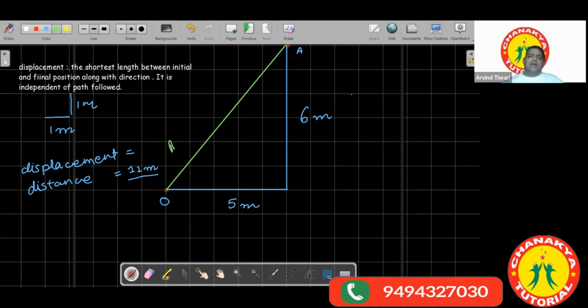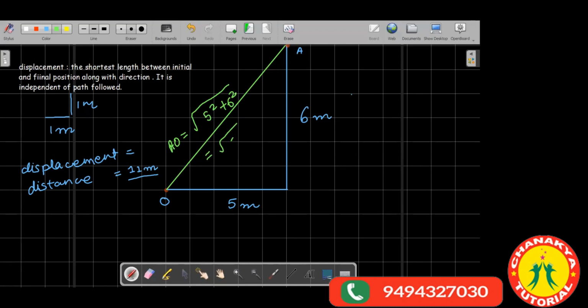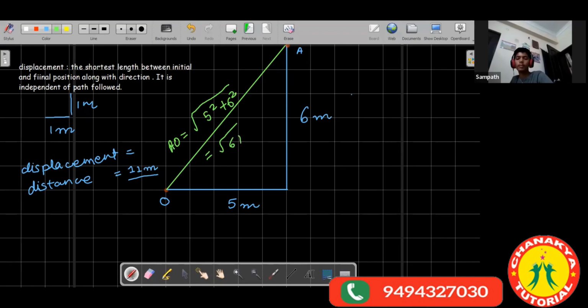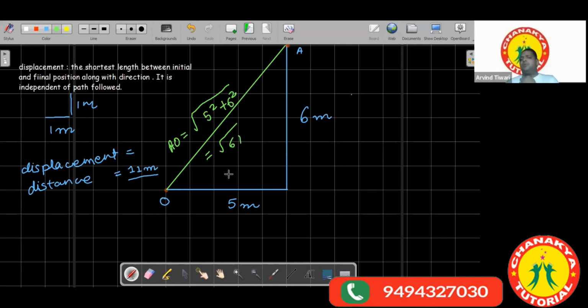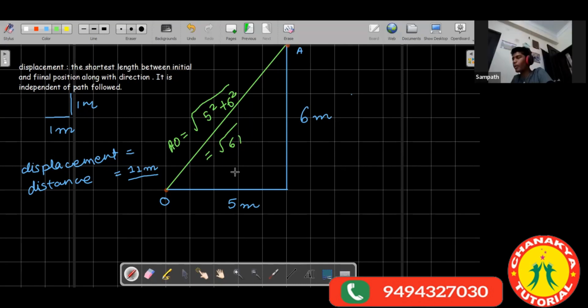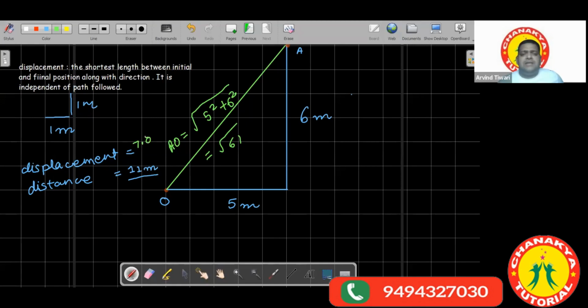So AO is equal to under root of 5 squared plus 6 squared, which is equal to under root of 25 plus 36, that is under root 61. You can compute that and it will be your answer. Sir, it's 7.801 meters. Okay, so you get 7.8. I believe you got 7.8 meters.